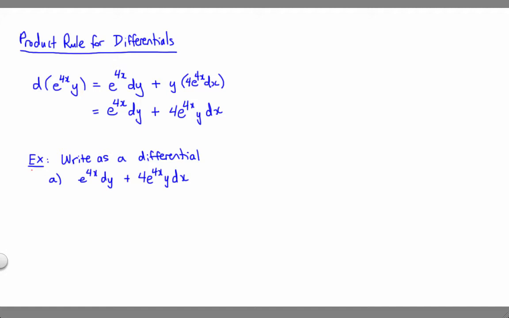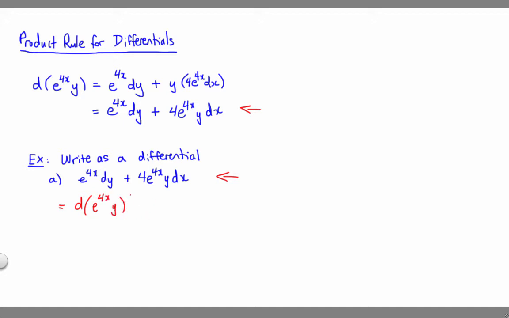Now let's try to reverse this process. In this example, we're going to write the expression as a differential, and what we've got here is a sum of two terms. We want to write it as a single differential. So notice that this is the exact same expression as we had up above here. So these two expressions are equal. So in fact, we already know the answer. The answer should be the differential of e to the 4x times y.